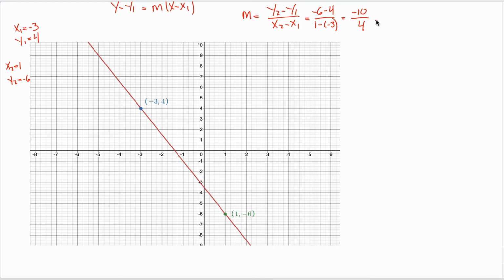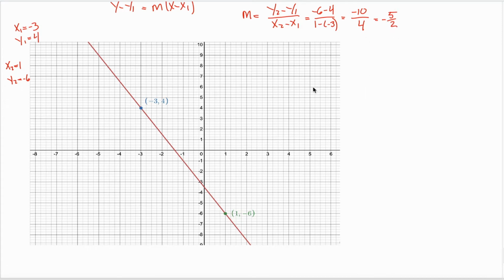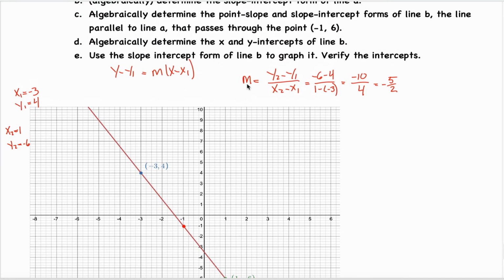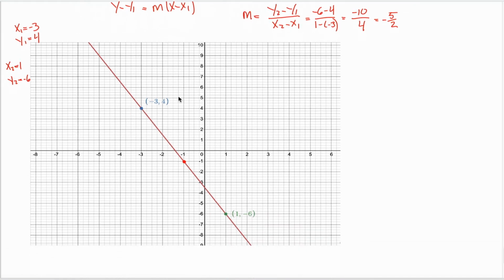-10/4 is my slope, although typically you don't leave it this way. Typically you reduce this fraction and rewrite it as -5/2. We can sort of double check that. If the slope is -5/2, it should go down 5 units, 1, 2, 3, 4, 5, each time it goes right by 2 units, 1, 2. Oh yeah, that takes me to another point on my graph. Nice.